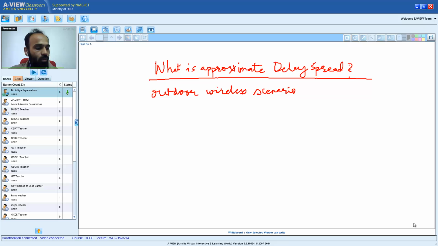Let us consider an outdoor wireless channel scenario. Now if we consider an outdoor wireless channel scenario, let us consider a typical cellular scenario. Now, in a cellular system, if we look at a conventional cell, I am approximating it as a hexagonal cell. It need not be hexagonal, it can be some arbitrary shape, but this is simply to get an idea of what is the typical data.